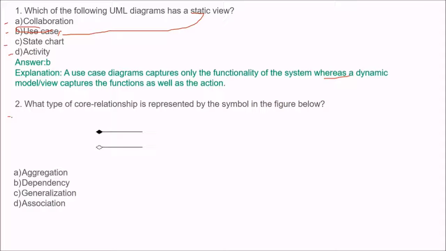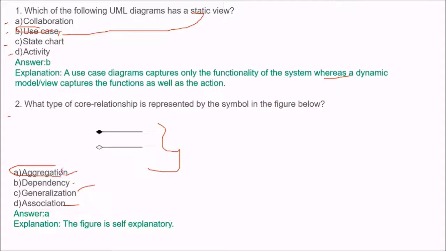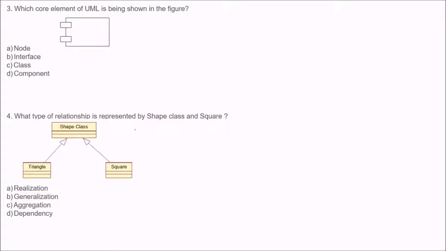Next is what type of core relationship is represented by the symbol here. What kind of core relationship is this? Is it aggregation, dependency, generalization, or association? The answer is aggregation. These are for aggregation.